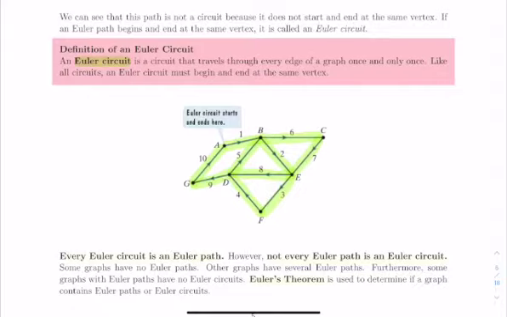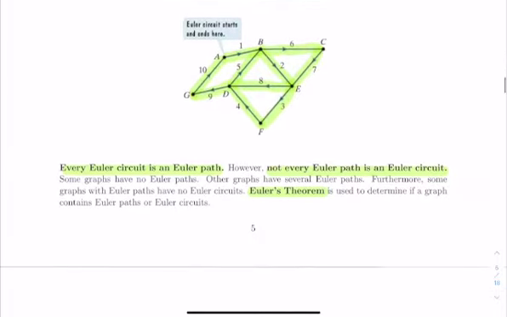Every Euler circuit is an Euler path. However, not every Euler path is an Euler circuit. Some graphs have no Euler paths, other graphs have several Euler paths. Furthermore, some graphs with Euler paths have no Euler circuits. Euler's theorem is used to determine if a graph contains Euler paths or Euler circuits.